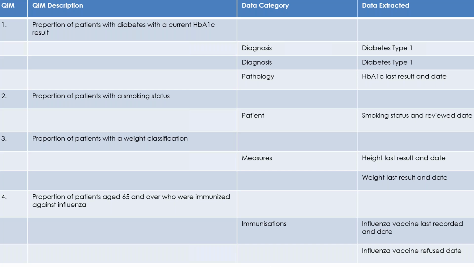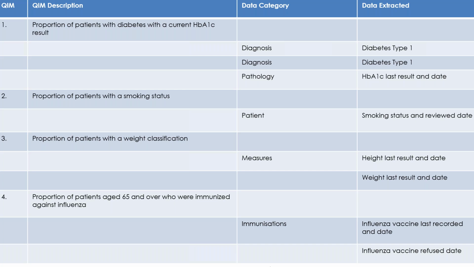The next major key item is the proportion of patients with smoking status. The category is the patient side, and again it's looking specifically for the extraction of the smoking status and review date. I might not go through all of these, but I wanted to focus on some major key ones as we go through this table, because we've had a lot of response and feedback on certain items. So smoking was one of them, with diabetes being a key proportion QIM description.